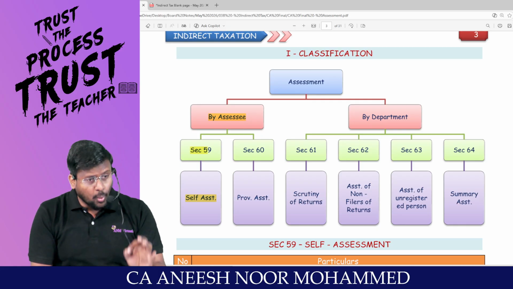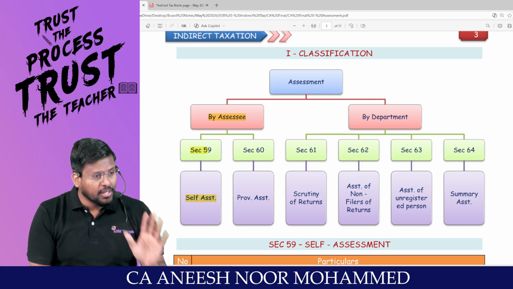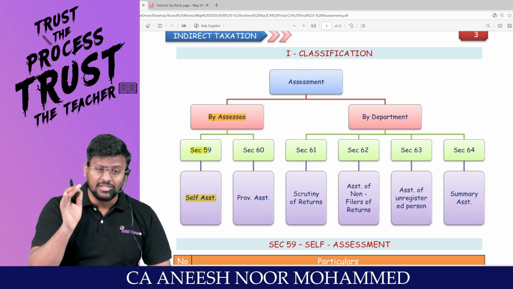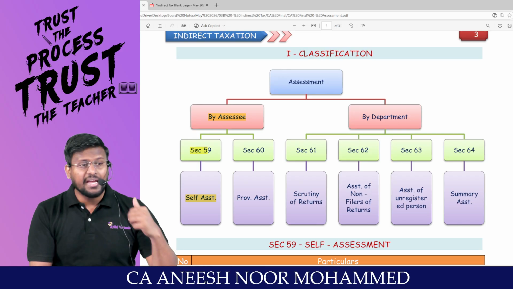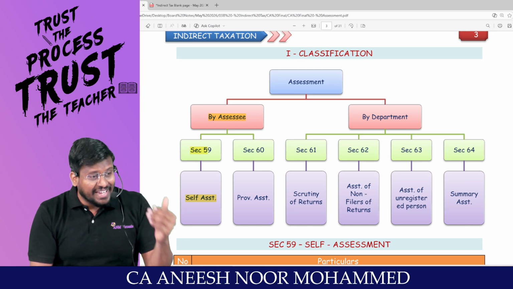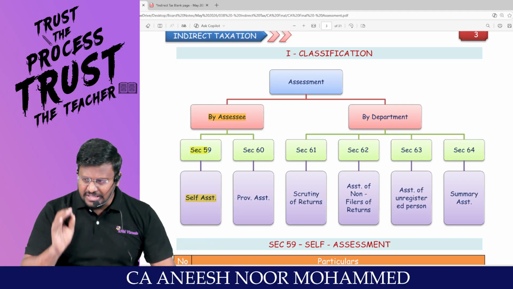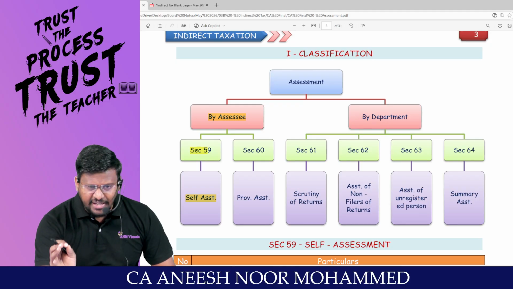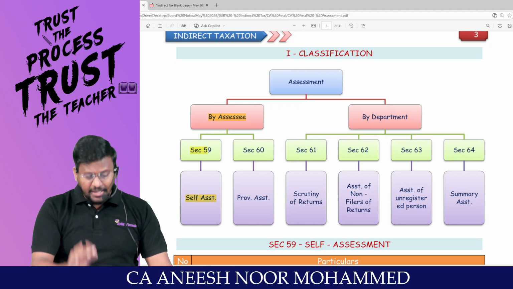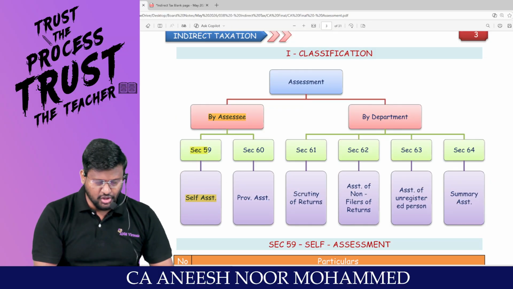Sir, I am having doubt regarding the value of supply. Sir, I am having doubt regarding the rate of tax. I don't know what is the value of supply. I don't know what is the rate of tax. Then I will go to the department and ask, sir, I don't know what is the value of supply for this particular supply which I am making. Sir, I don't know what is the rate at which I am liable to pay the tax. I am having confusion whether for this supply, the rate applicable is 18% or 28%. Like this, I am asking the department. Then the department will answer me, sir, pay tax at 18%, pay tax at 28%.